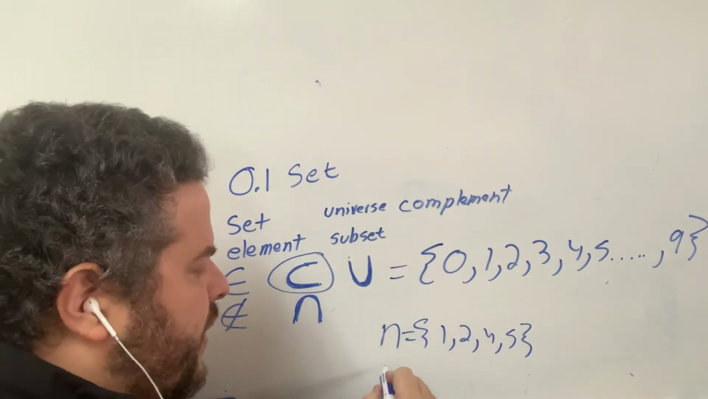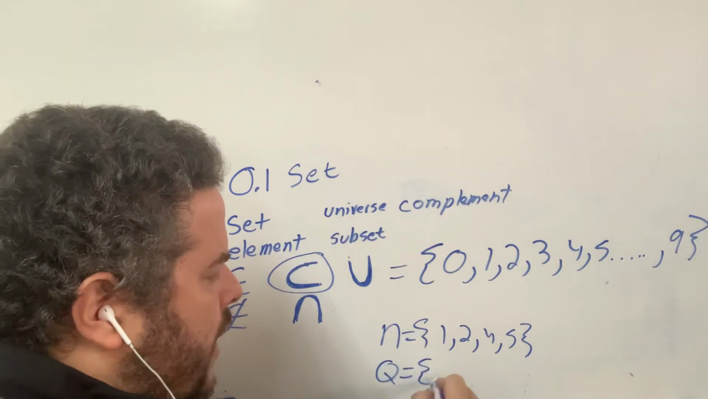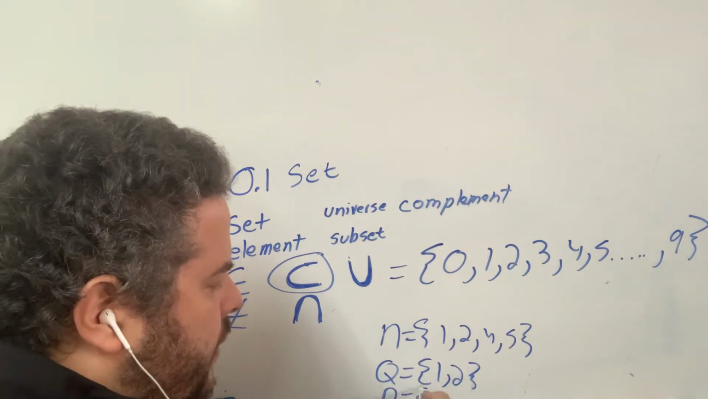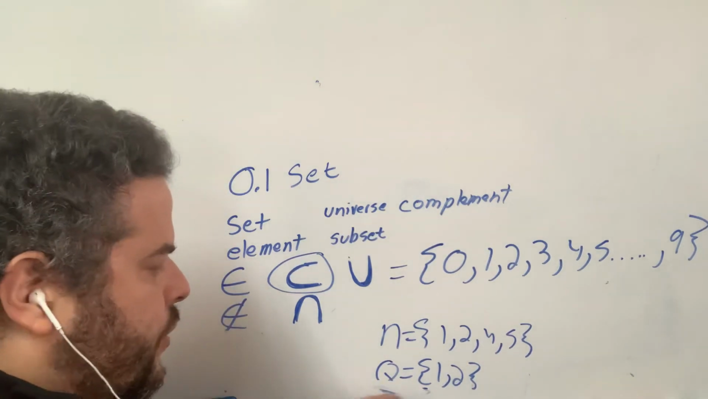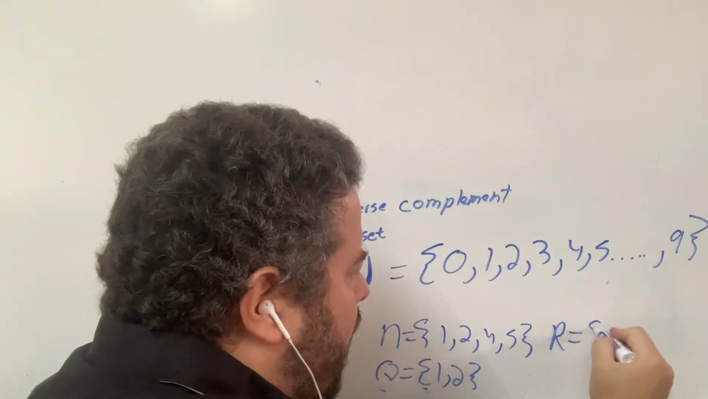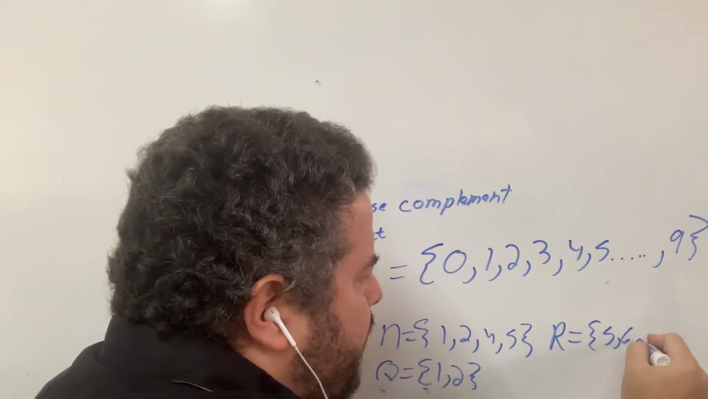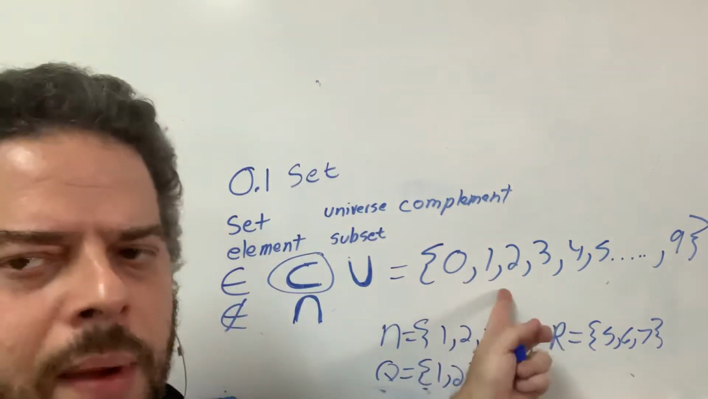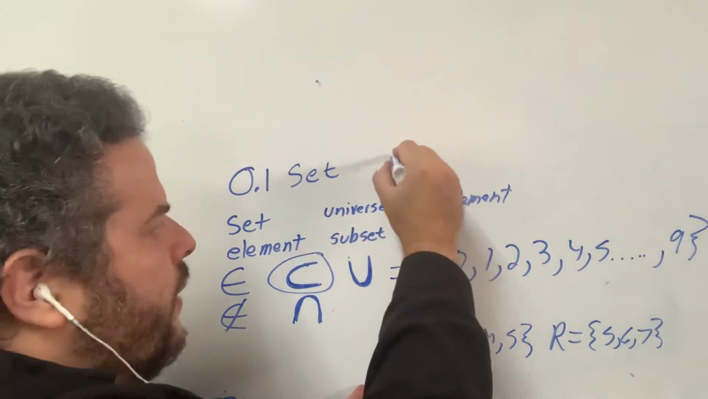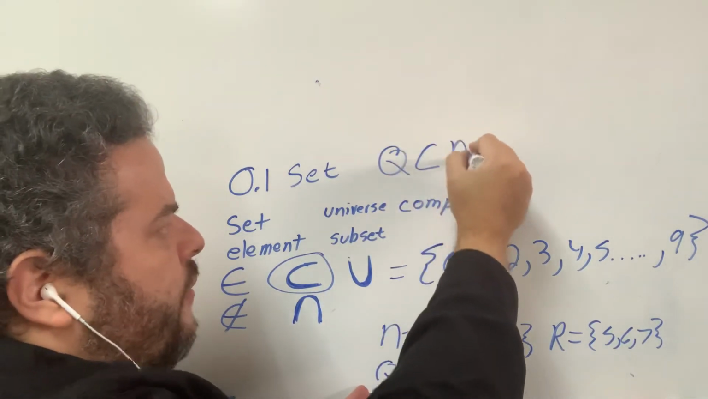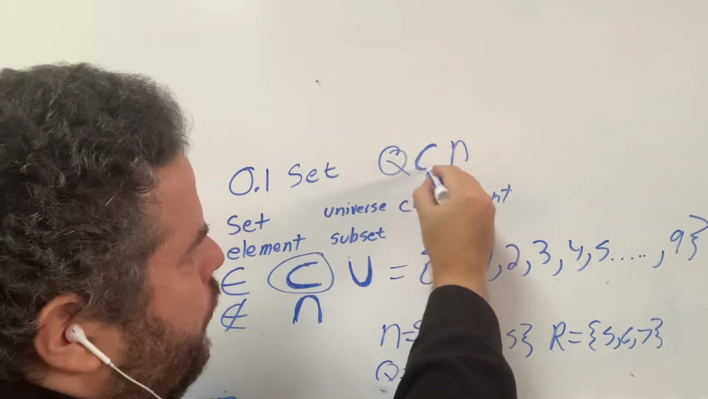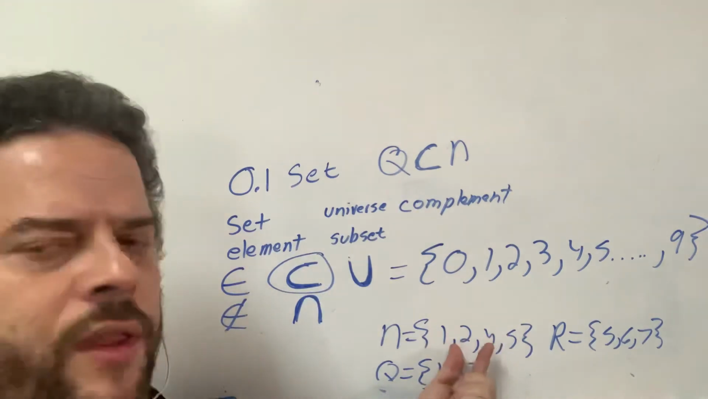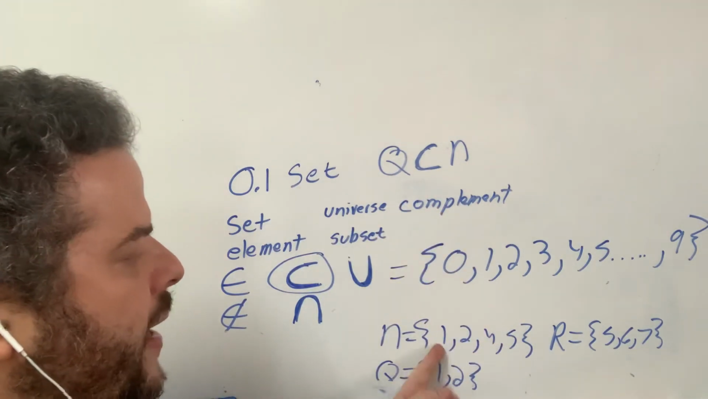Let's say I have another set, Q, and I just have 1, 2. Let me go ahead and write it here so you guys can see it. I have another set called R, and R is 5, 6, 7. Note, all these sets are created using objects in my universe. Now, if I were to ask you, is Q a subset of N? Make sure it's rounded like this. Is Q contained within N? True. 1, 2, and I have 1, 2 here.